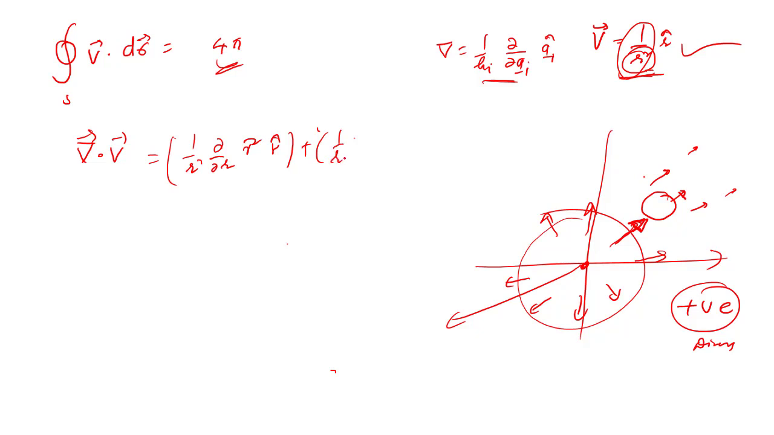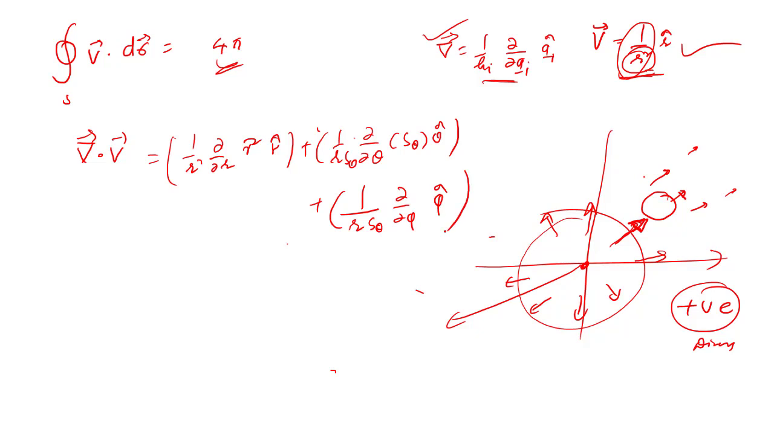These are the scale factors that would come into the picture for divergence. Just like how we derive the gradient, you could derive this as well using the scale factors: dou by dou theta of sine theta along theta, plus 1 over r sine theta dou by dou phi along phi. So you would get basically this sort of a thing for a vector field.